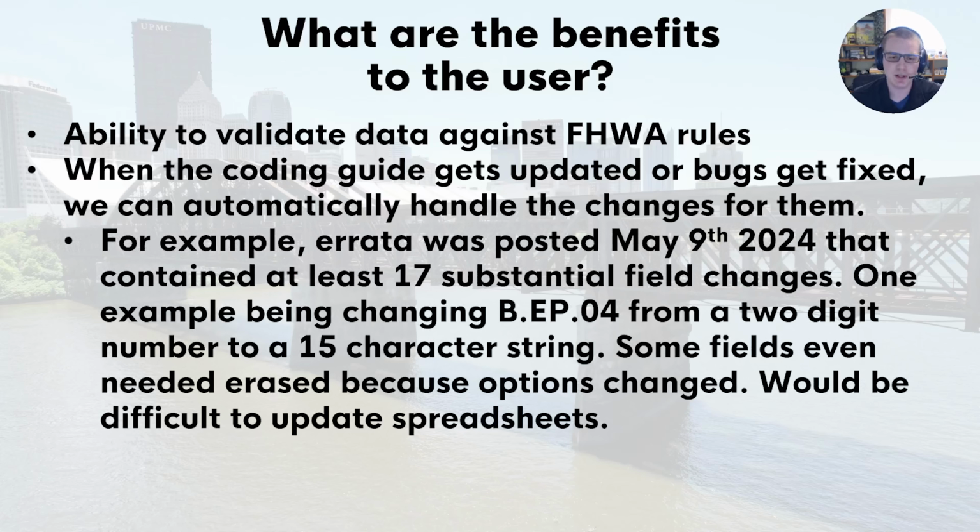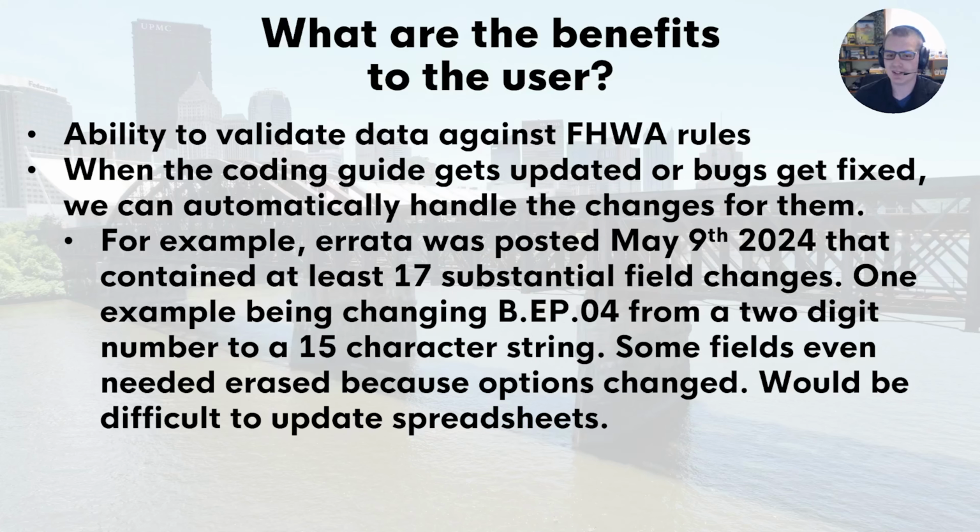So for example, there was an errata that was posted on May 9th of 2024 that contained at least 17 substantial field changes. One example being changing field BEP04 from a 2-digit number to a 15-character string. Some fields even needed erased because of options being changed. So for example, there was a field where, say it was value of X. X no longer meant X. X now meant Y or Z. So when we updated that, we had to erase that data and have the user re-enter that because the rules for that guide actually changed.